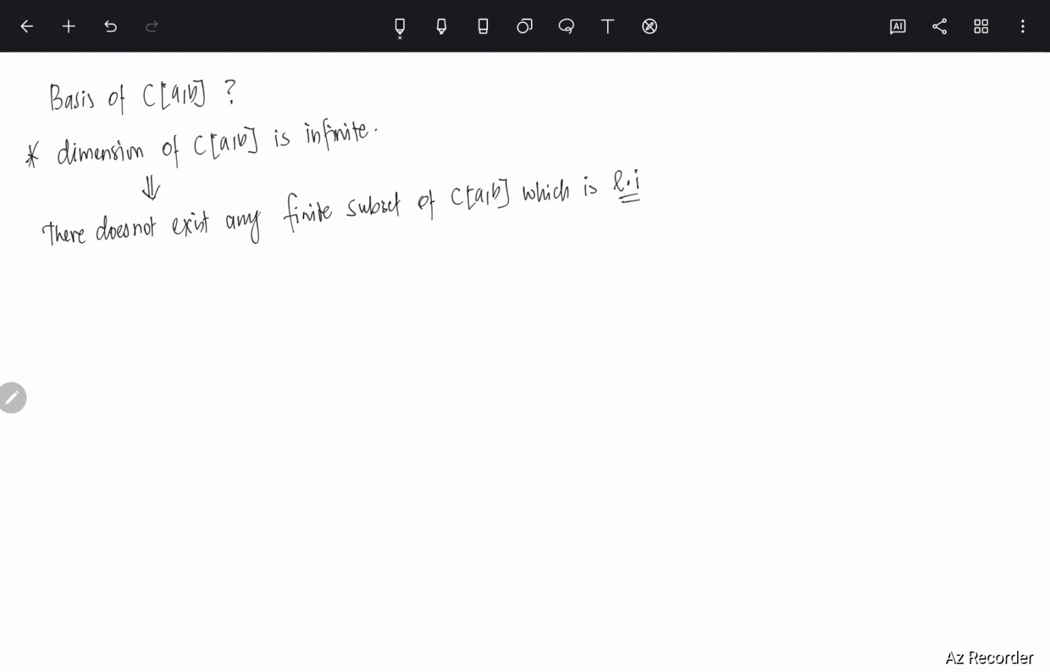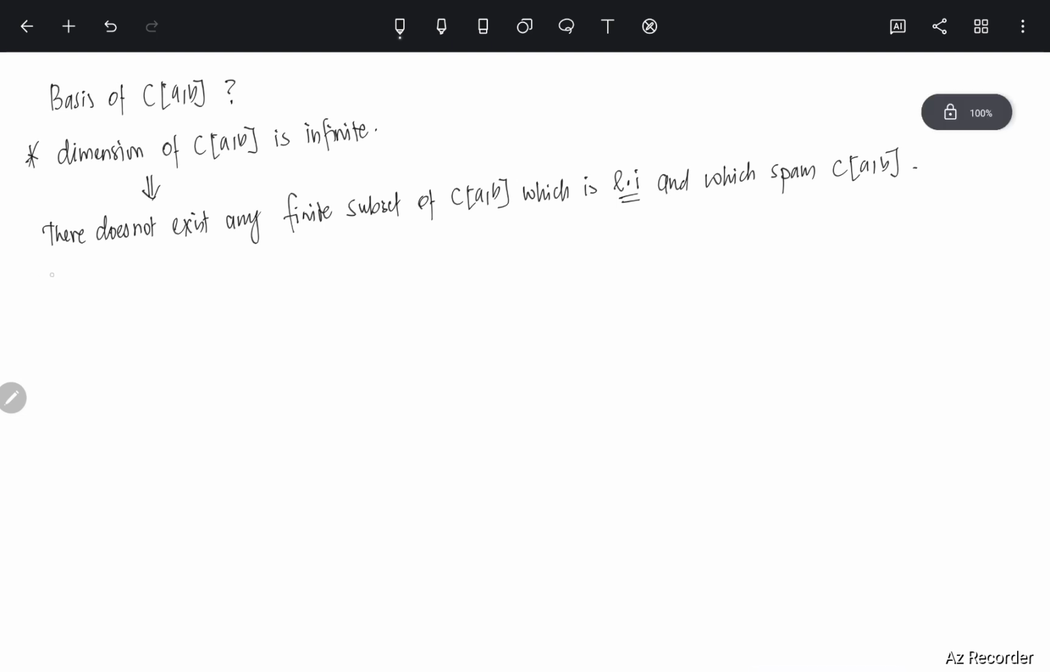So basically what it means is, you cannot get a finite subset of C[a,b]. You cannot get a finite collection of continuous functions which are linearly independent and which spans C[a,b]. Vaguely speaking, intuitively it means that you cannot have a finite collection of continuous functions defined on closed interval [a,b] such that you can span any element of C[a,b] with finite combinations of those. Okay, and how do you prove such a thing?